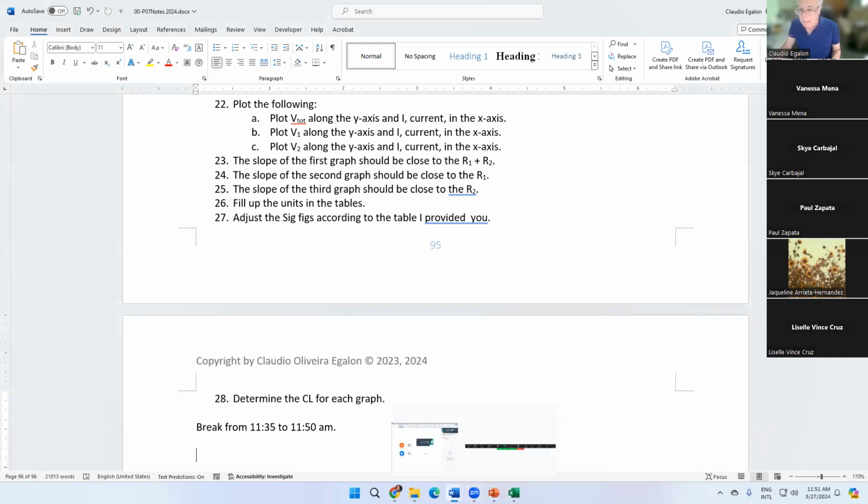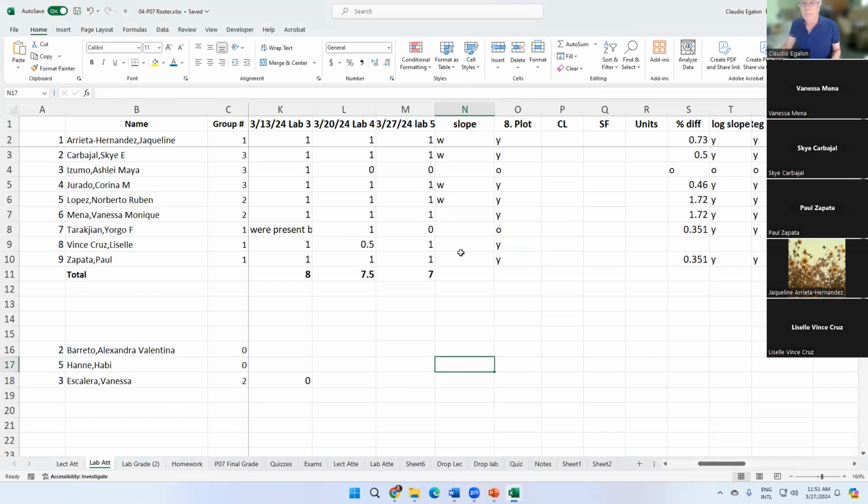7 people. Okay, so how are you doing there? Let's see, Vanessa, right? Did you get the slope, Vanessa? The percentage difference for the slope? Yes. Okay, what are you getting there? How much percent are you getting?